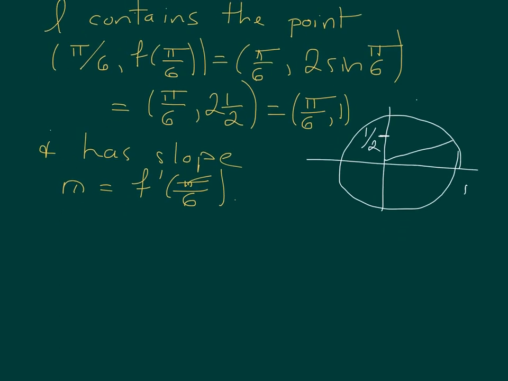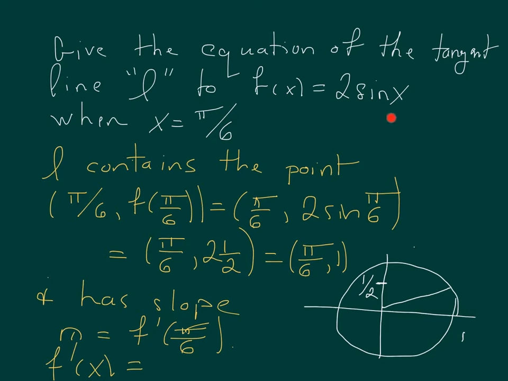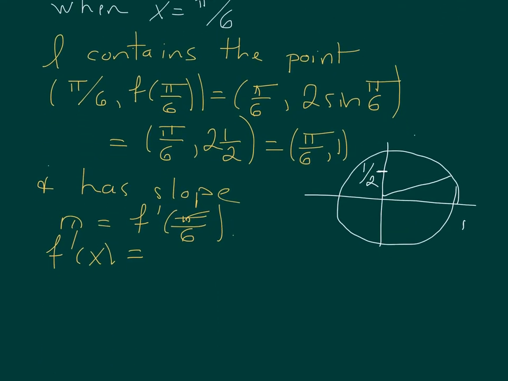Well, f prime of x, if we go up again quickly, our function is 2 sine x, so the derivative of f of x is 2 times cos of x. So f prime of x is equal to 2 times cos x. So what's m? In this case, it's equal to 2 times cosine of pi by 6. That's f prime of pi by 6.